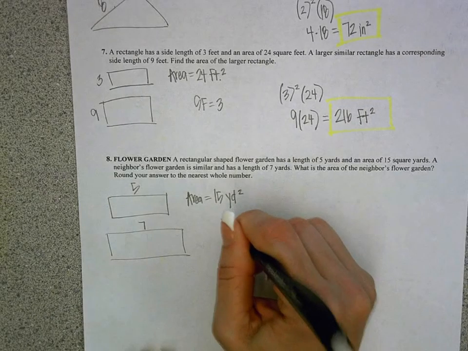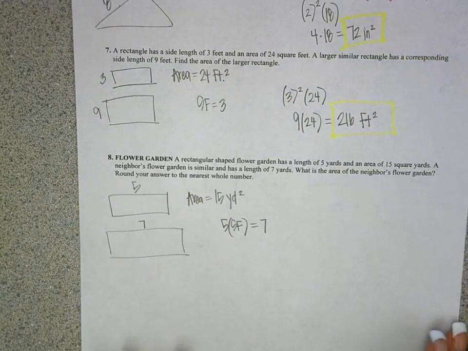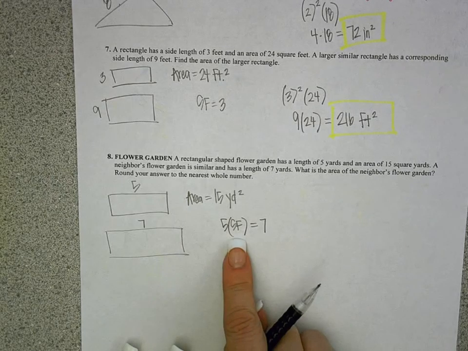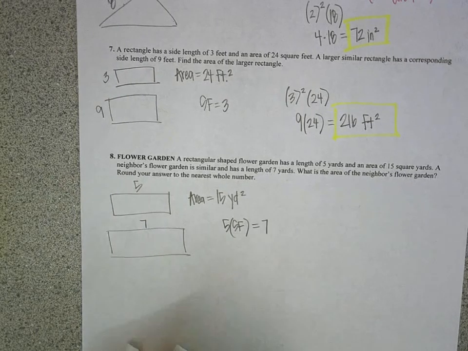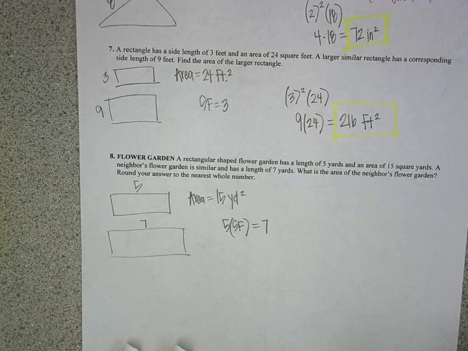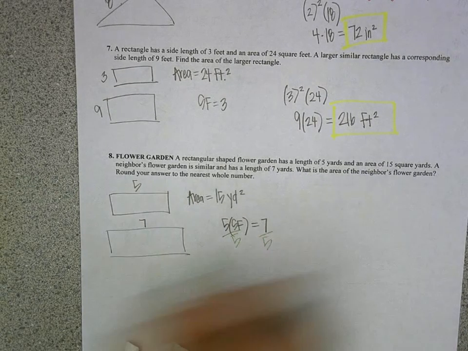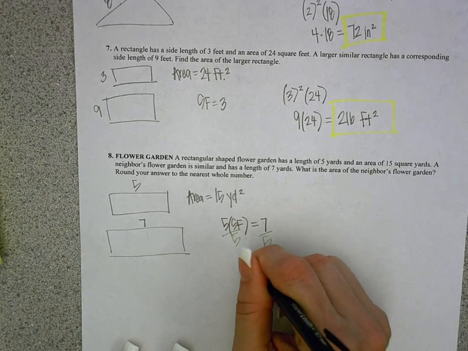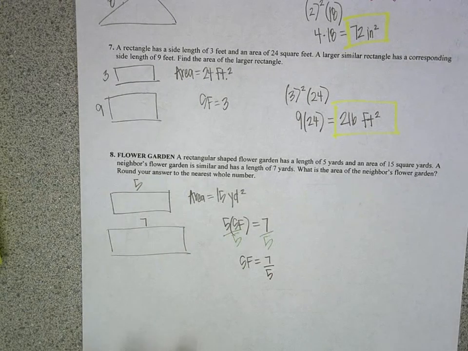So I'm going to write 5 multiplied by the scale factor would equal 7, and you're just going to solve. How do you solve for the scale factor? How do you get SF, or scale factor, by itself? Divide both sides by 5. It is perfectly fine that our scale factor is a fraction. That is totally fine, and you are not going to change it to a decimal. I want you to leave it just like this.